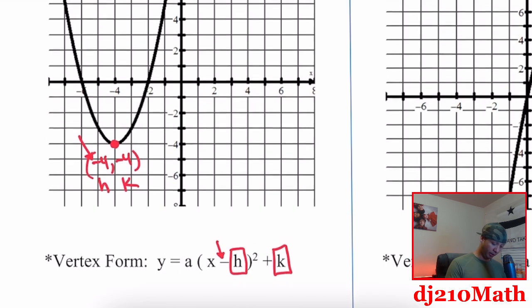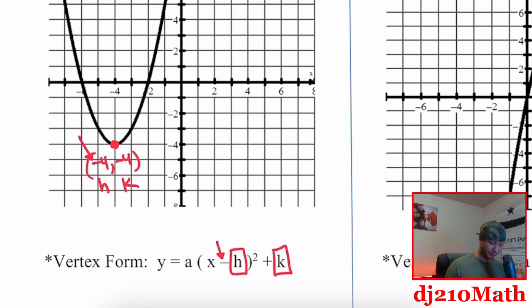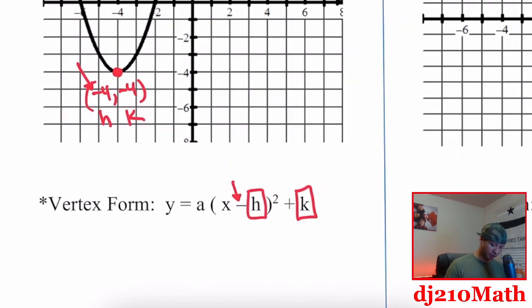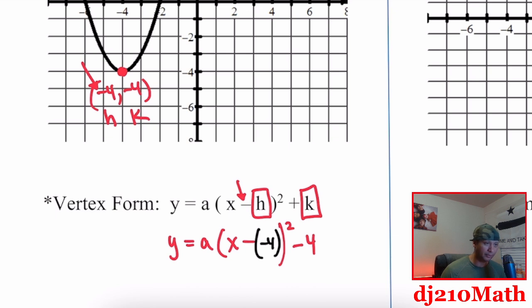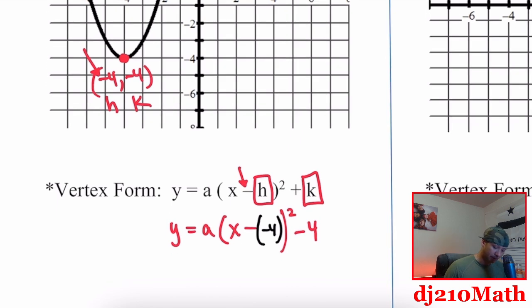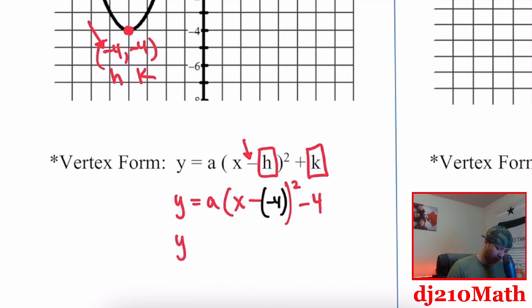So when this says -4, which right now h is -4, so this is going to be y equals a times x minus -4, squared, minus 4. Right. The k tells the truth. The outside part tells the truth. So this is really y equals a times x plus 4 squared minus 4.